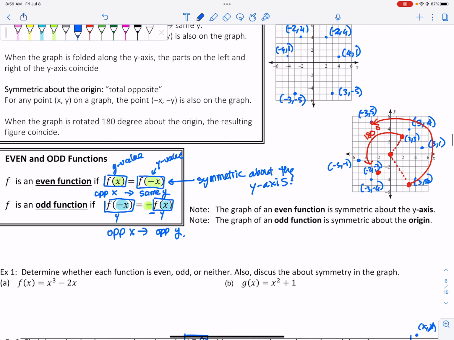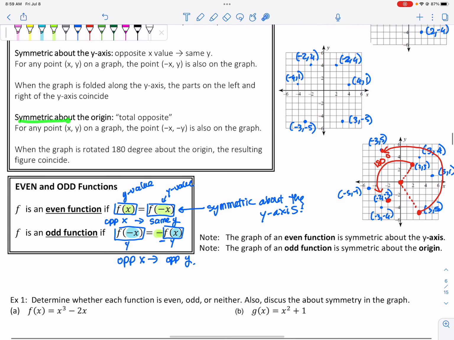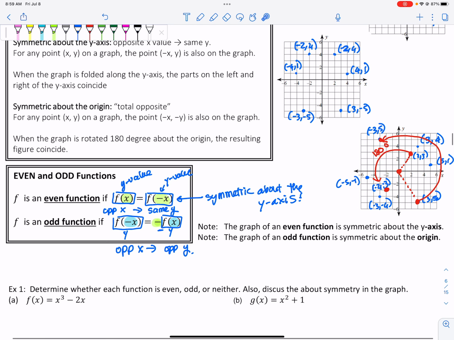So notice that is very similar to having symmetry about the origin. We have x, y on the graph. There's going to be the opposite coordinates, negative x, negative y, on the graph as well. So for an odd function, the graph of the odd function is also symmetric about the origin.